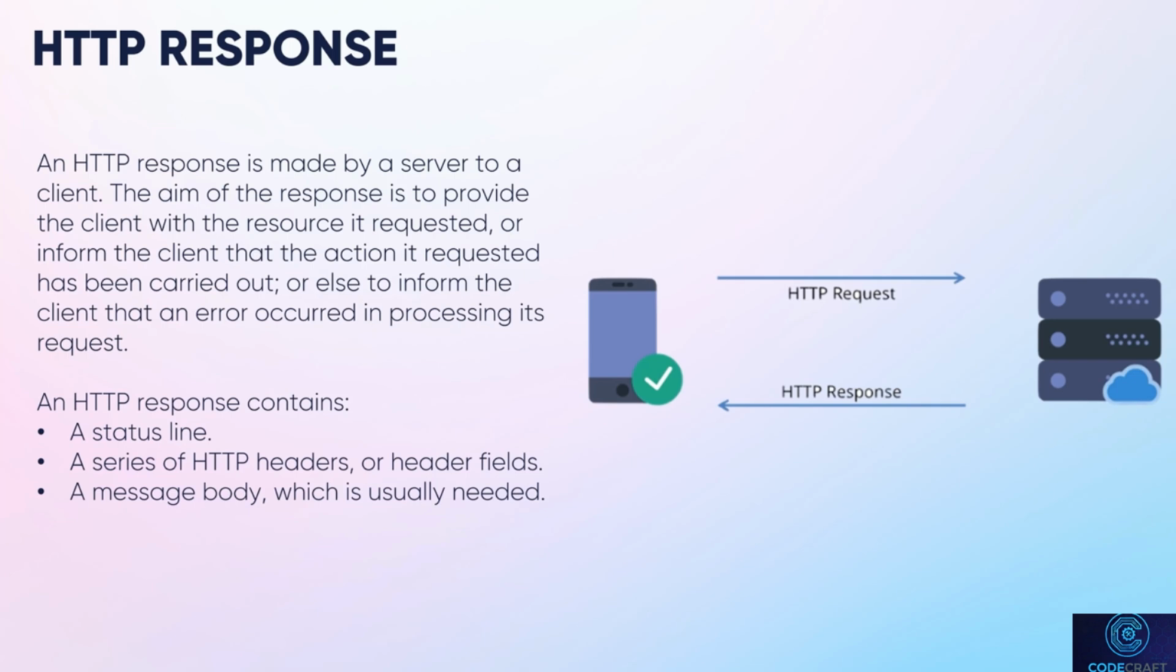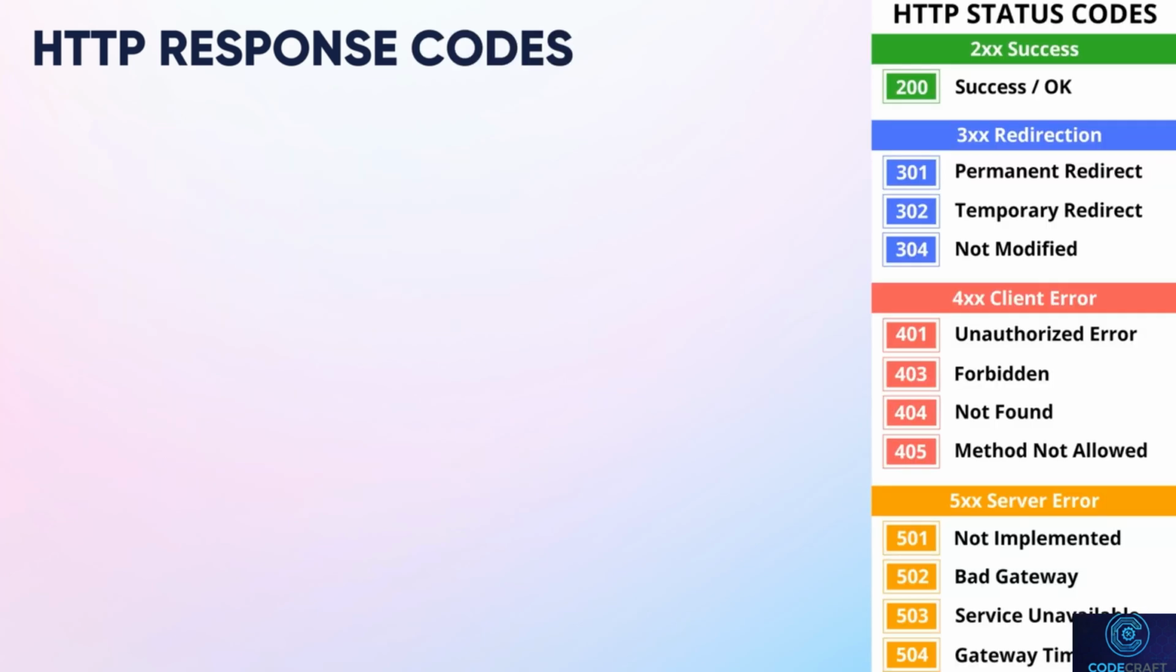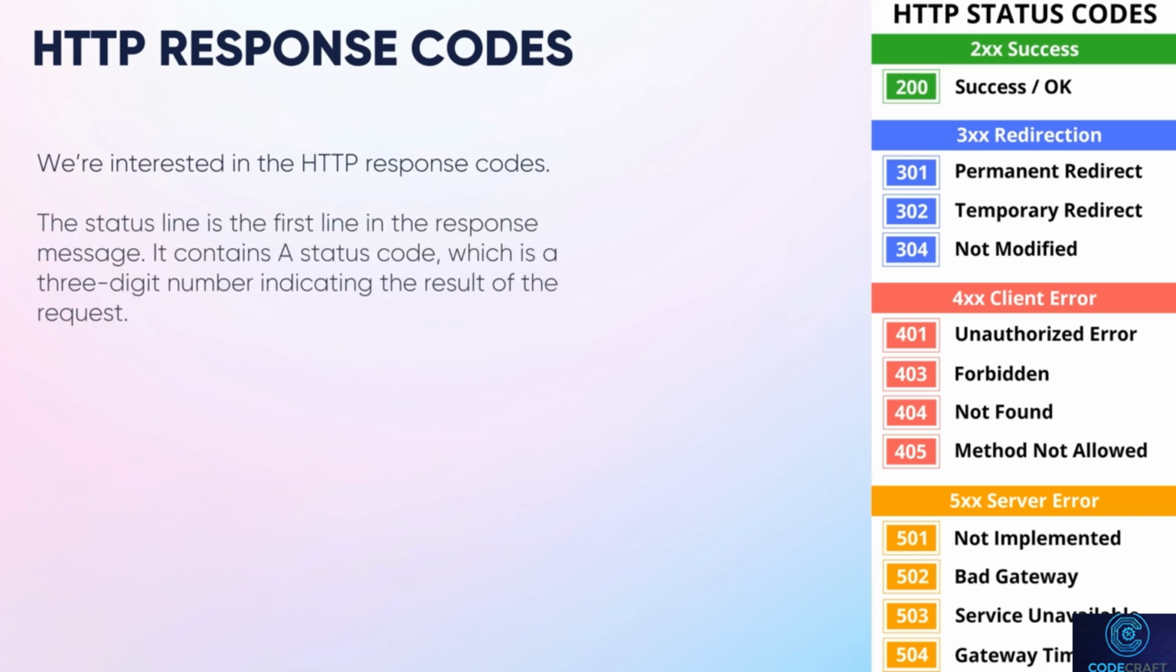The response starts with an HTTP status code, a 3-digit number that indicates the outcome of the request. Common status codes include 200, which is OK, the request was successful and the server is returning data. 404, not found, the requested resource could not be found on the server. 500, internal server error, an error occurred on the server while processing the request. And others like 201 created, 401 unauthorized, and etc.